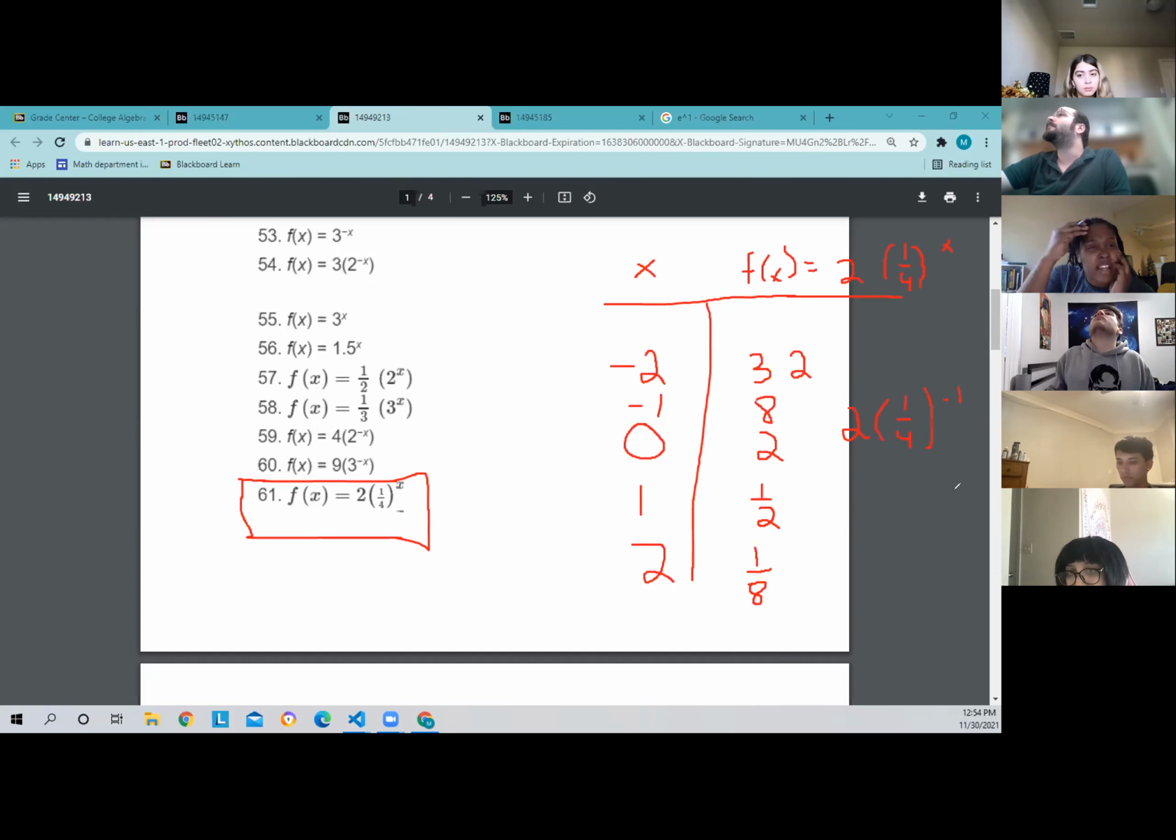Yeah, so if x is -1, we're doing 2 times 1/4 to the -1. That's the same thing as flipping this, so we're doing 2 times 4. Oh, okay. If I do it to the -2, I'm doing 2 times 4 squared, which is 16 times 2, which is where he's getting this 32 from. So I guess I should plug in the negative exponents, because those are kind of weird, having negative exponents with fractions.